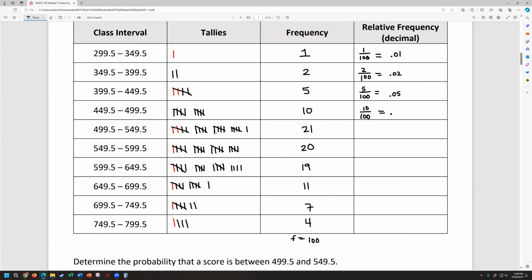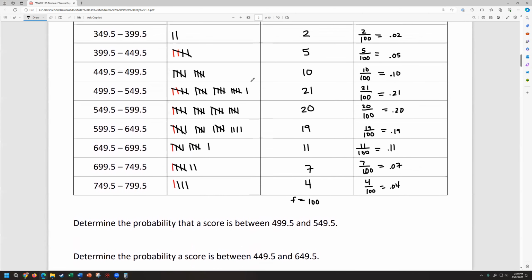So 10 divided by 100 would be 0.10. 21 divided by 100, if you check on your calculator, should be 0.21. 20 divided by 100 is 0.20. 19 divided by 100 is 0.19. 11 divided by 100 is 0.11. 7 divided by 100 is 0.07. And 4 divided by 100 is 0.04. Because we're dividing by 100, we essentially are going from a percent form, because percent is out of 100, to its decimal form.